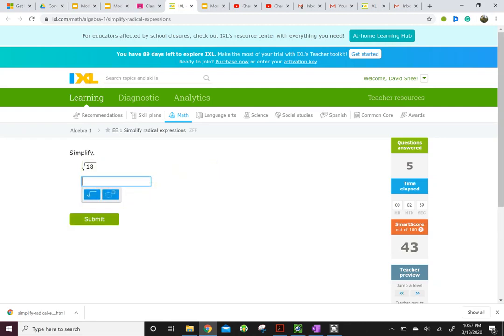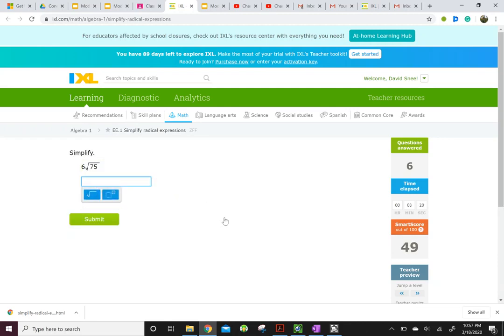Hey, we're already up to a score of 43 in an elapsed time of 3 minutes 2 seconds. Square root of 18, I can divide that by the perfect square of 9. Square root of 9 is 3, so that's going to be 3 root 2. Submit.